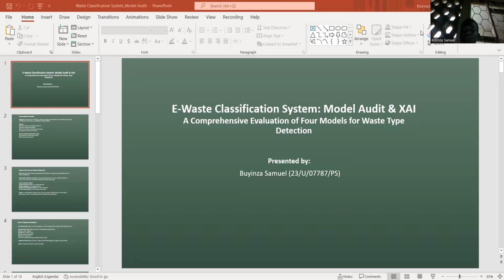So I'm talking about the EWS classification system, that is for the model audit and the XAI, sorry. It majorly talks about the comprehensive evaluation of the four models of the waste detection types that I've so far covered, that is for the submissions that I've made.